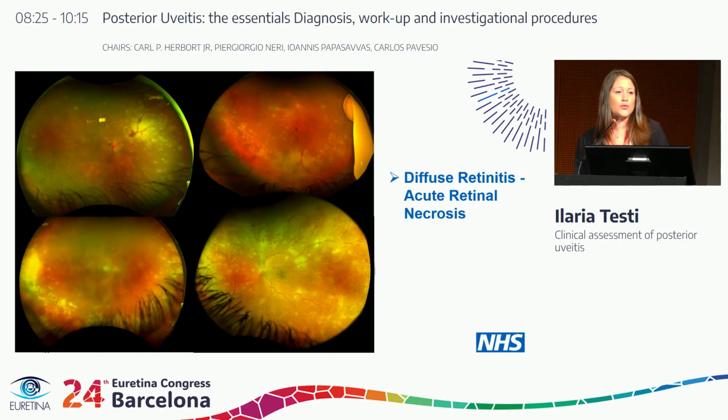Let's move now to diffuse retinitis. You can see 4 different cases of acute retinal necrosis. This is what you must not miss. This is a sight-threatening condition, and the clinical picture is quite characteristic. The diagnosis is a clinical diagnosis. You have these multiple patches of peripheral retinitis in a circumferential way, with vitritis and with vascular involvement.